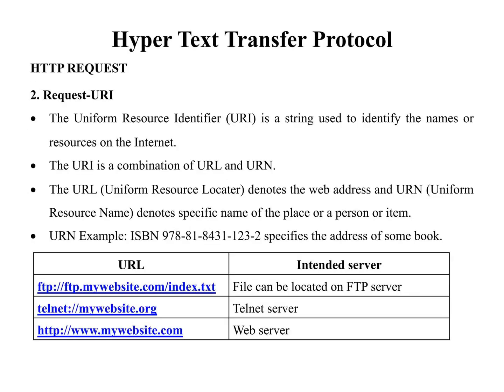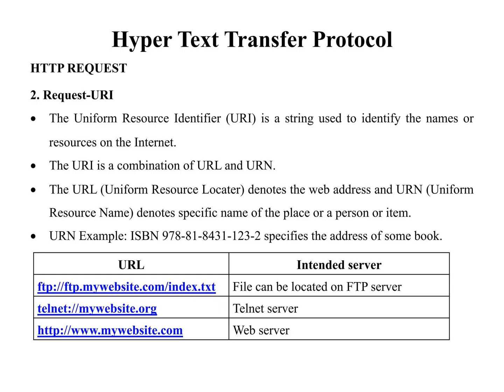Second one is the request URI. URI means Uniform Resource Identifier. It is used to identify names or resources on the internet. A URI is a combination of two things, URL and URN. URL means Uniform Resource Locator, which denotes the web address only. URN means Uniform Resource Name, which denotes the specific name of a person, item, or place, anything.